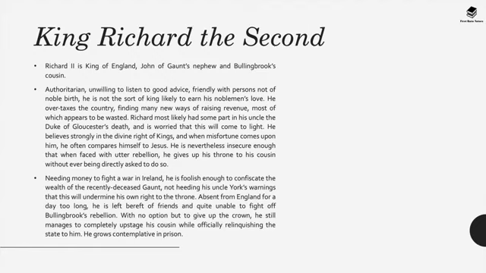Needing money to fight a war in Ireland, he is foolish enough to confiscate the wealth of the recently deceased Gaunt, not heeding his uncle York's warnings that this will undermine his own right to the throne. Absent from England for a day too long, he is left bereft of friends and quite unable to fight off Bolingbroke's rebellion. With no option but to give up the crown, he still manages to completely upstage his cousin while officially relinquishing the state to him. He grows contemplative in prison.